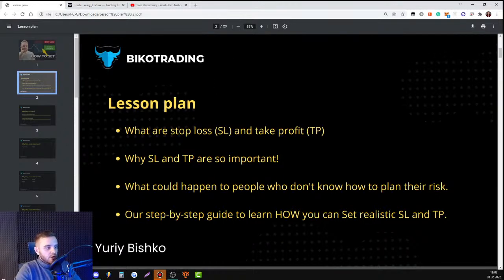First, what are stop losses and take profits, because I truly believe that part of you are really beginners. Second one, why stop losses and take profits are so important. What could happen to people who don't know how to plan their risk, and our step-by-step guide to learn how you can set realistic stop loss and take profits. Feel free to ask any questions regarding this workshop live.